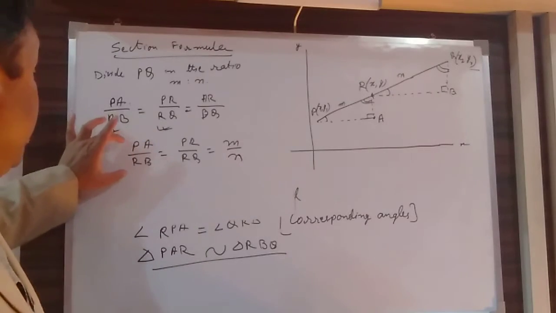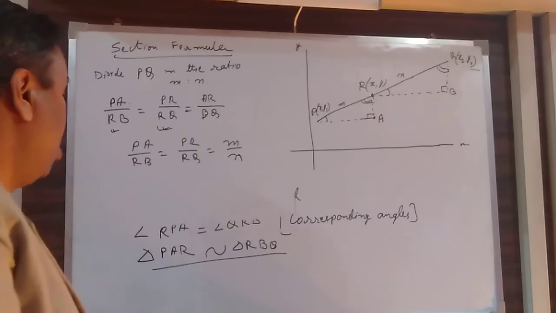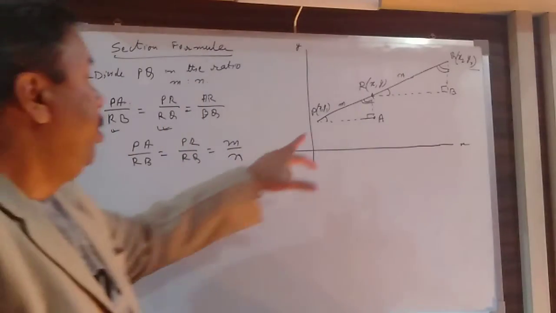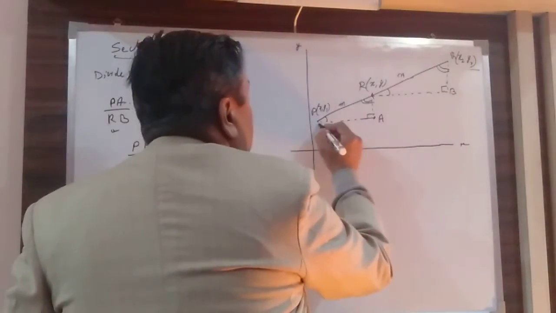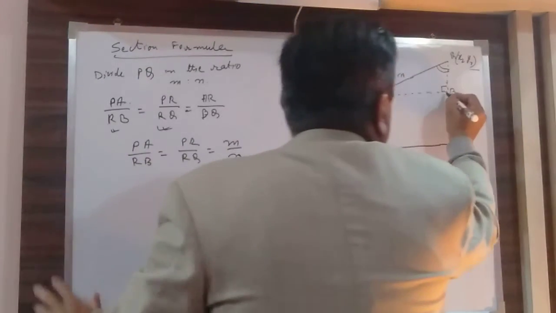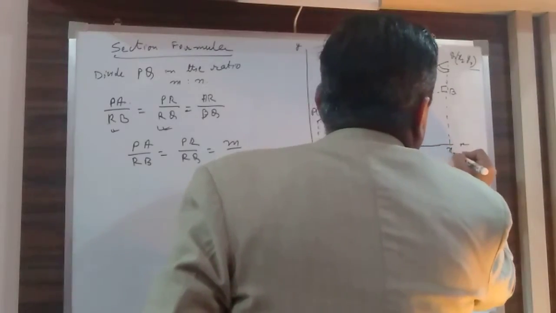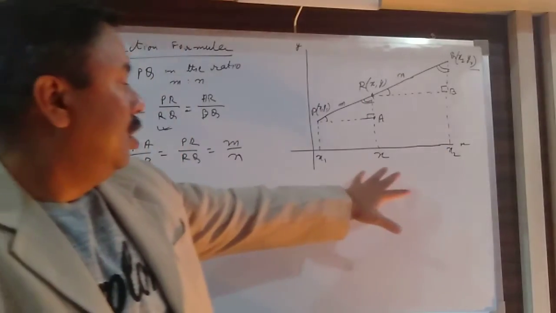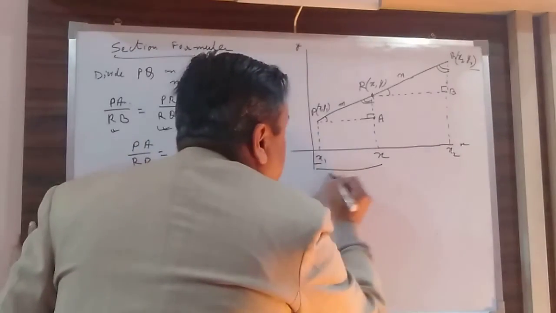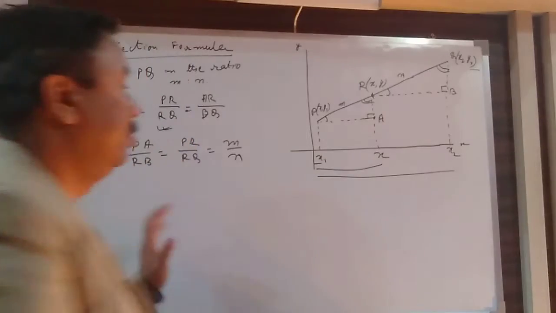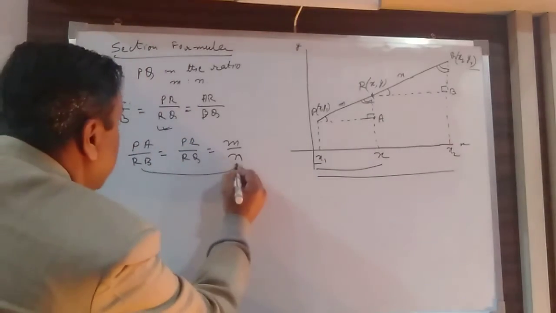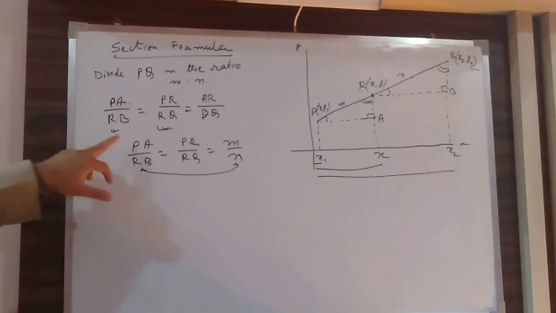And now what is PA? What is PA now? PA is what? This is x1, this is x, and this is x2. Got? This length, I am talking about this length. This length is x1, this length is x, and this length is x2. Okay, so if I take these two only, so PA is what?